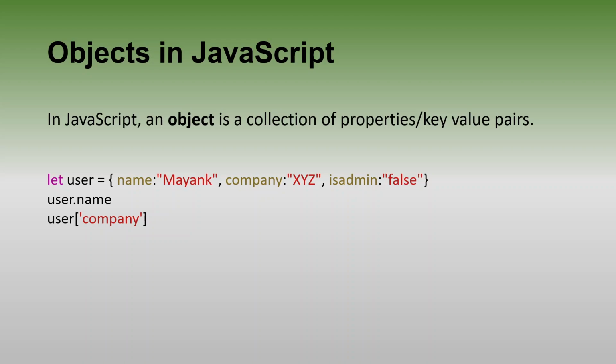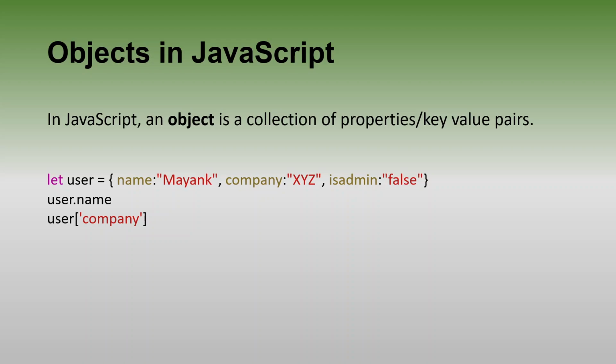So starting from the very basics, what are objects in JavaScript? In JavaScript, an object is a collection of key value pairs where each key is a string and the value can be any data type, including other objects or functions. For example, I have declared an object here called user, and this user object has key value pairs. The name is a key, and the value of the key name is Mayank.